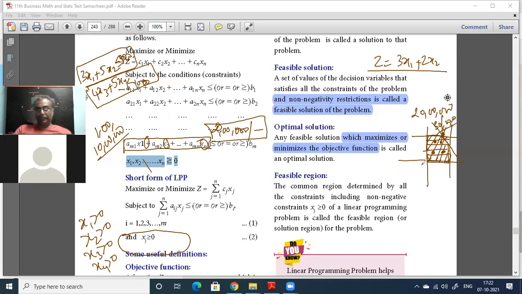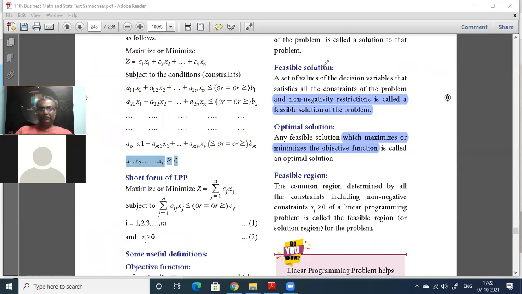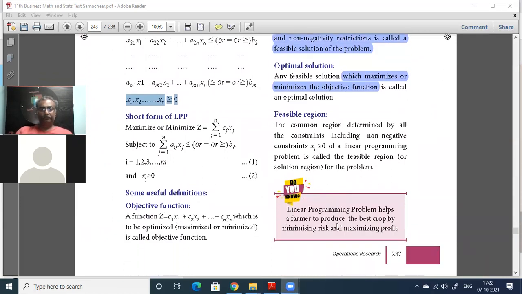So the feasible region is the region within which all the solutions can be obtained. And one of the points in the feasible region will be the optimal solution. Okay, I think you understood everything. Very easy. Now we can go for some problems.